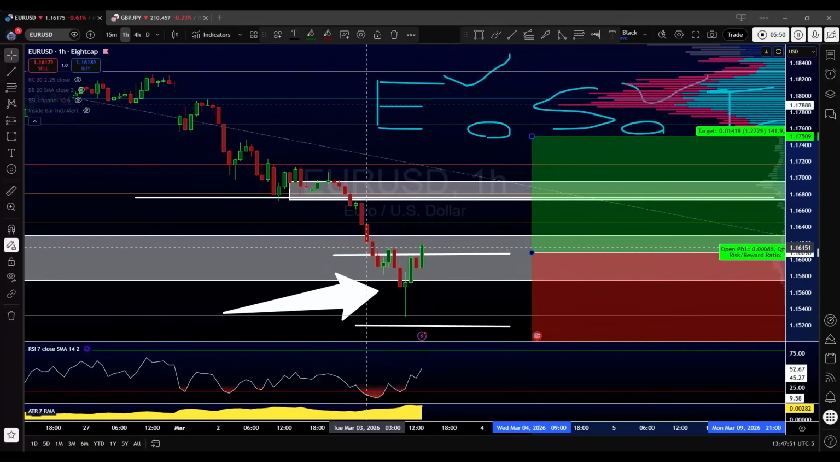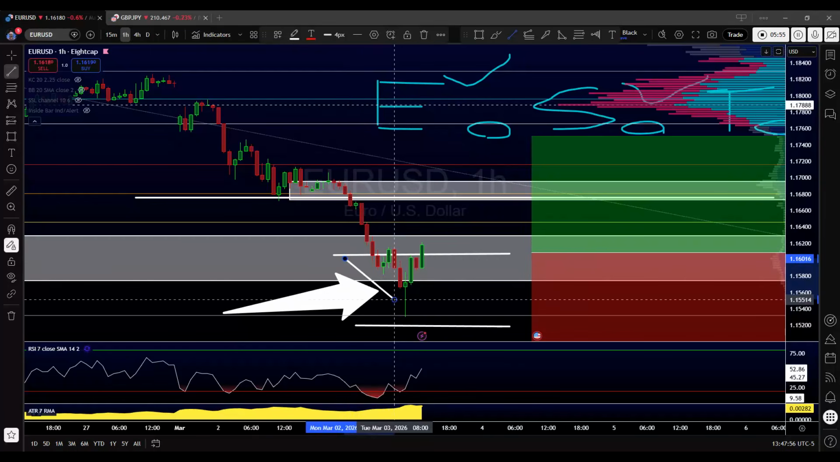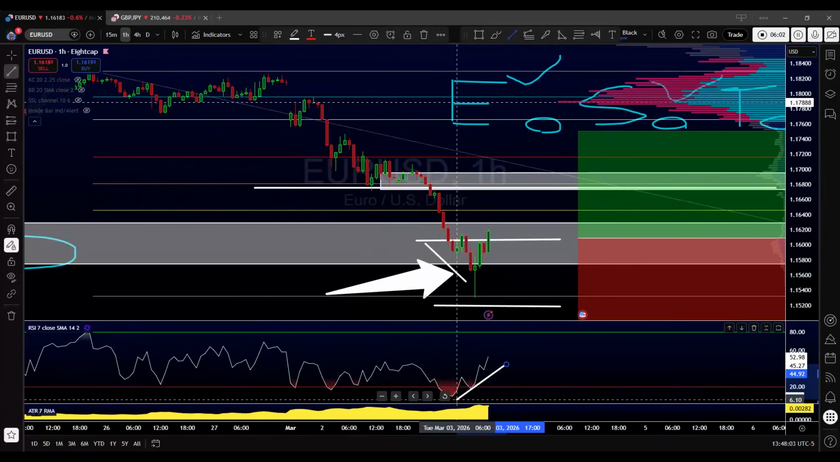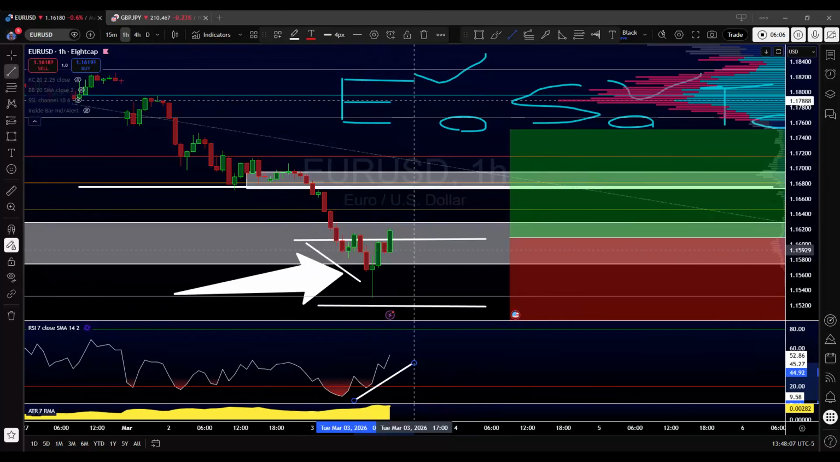You're going to see kind of this little loss of momentum pattern, right? So price action comes down, we lose momentum, we have bullish divergence with our RSI. So our RSI is putting in higher lows, our price chart putting in lower lows.